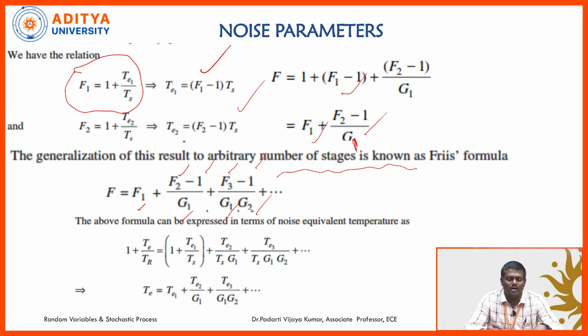The same formula can be used for computing the temperatures also. This we have seen in the previous session. The effective noise temperature is TE1 plus TE2 by G1 plus so on. It depends on the number of stages. So this formula will be useful in computing the average noise figure for a cascaded network.